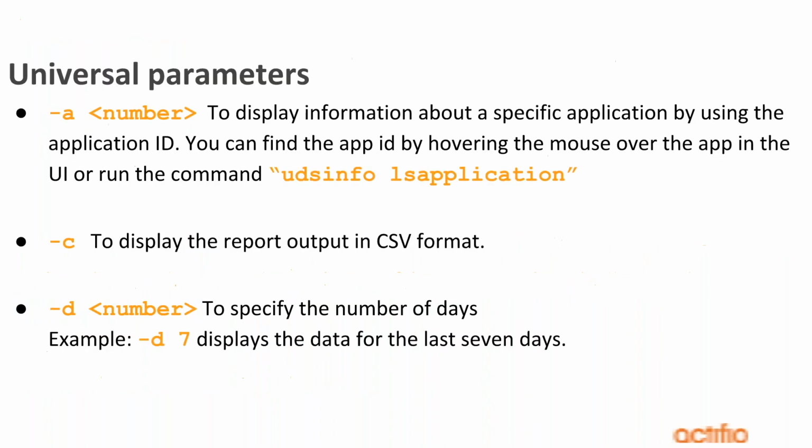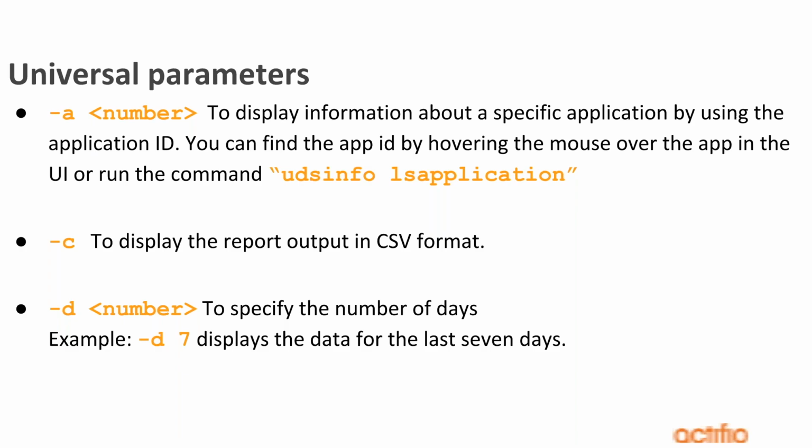Now, there are some universal parameters that are applicable across all SARG commands. These are 3 that I thought were probably the most important. The first one is -A, and then you've got to put a number. That's going to be your app ID. If you're protecting 1,200 apps, you don't necessarily want to see information on all 1,200 of them. This is how you would filter that down.